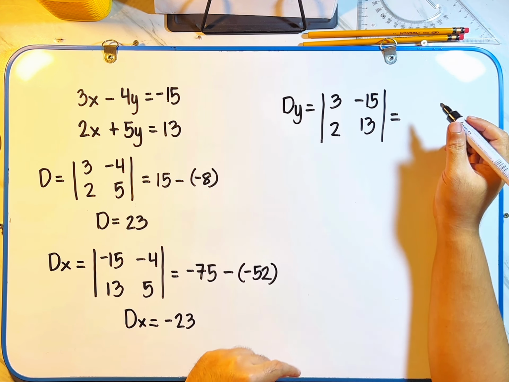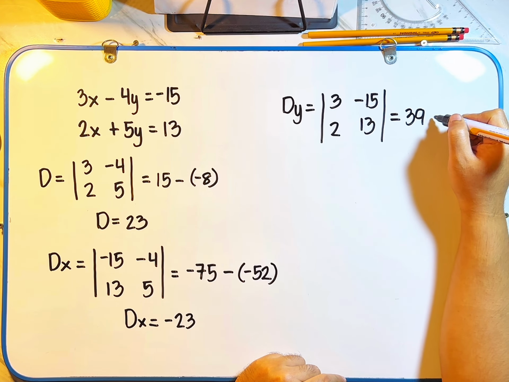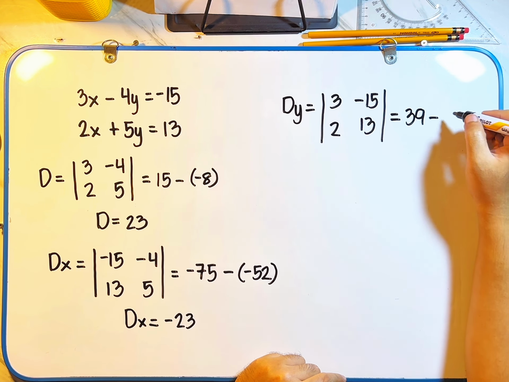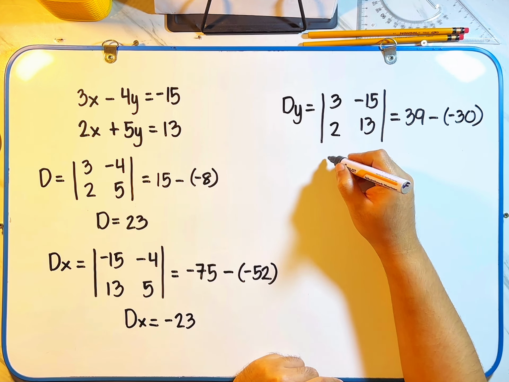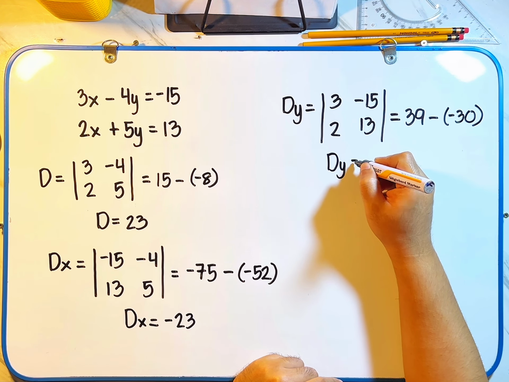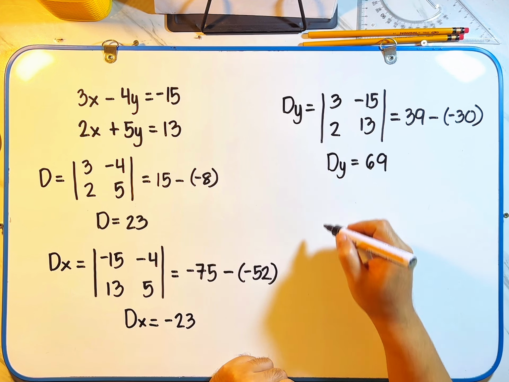Apply the basket method. 3 times 13, that's 39. Minus 2 times negative 15, that's negative 30. So this becomes 39 plus 30. Therefore, dy is equal to 69. Now we can solve for the coordinates.